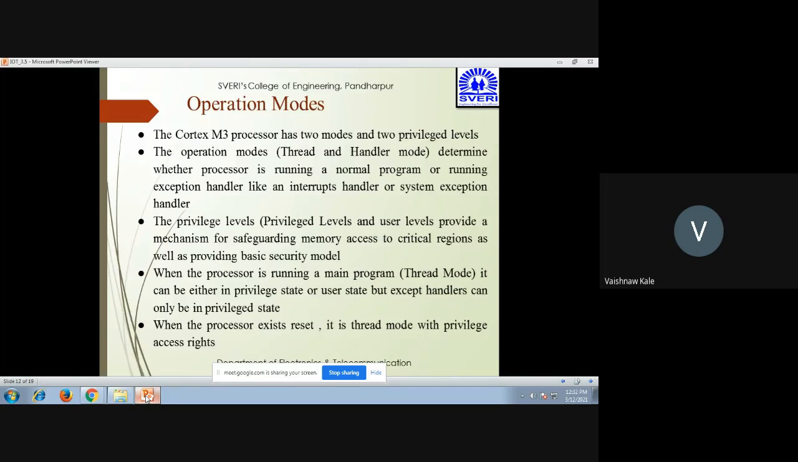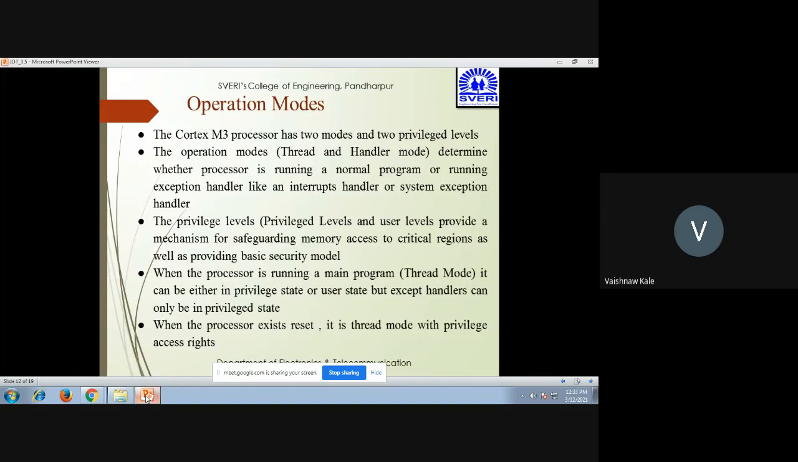When the processor exits reset, it is in thread mode with privileged access rights. Okay, when it goes into reset, what happens? The thread mode, which means the program mode, will have the access of a privilege mode. So these are very important operation modes.